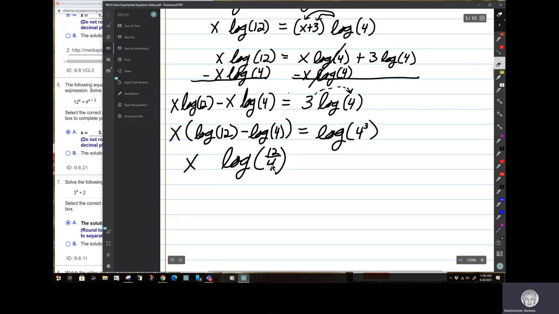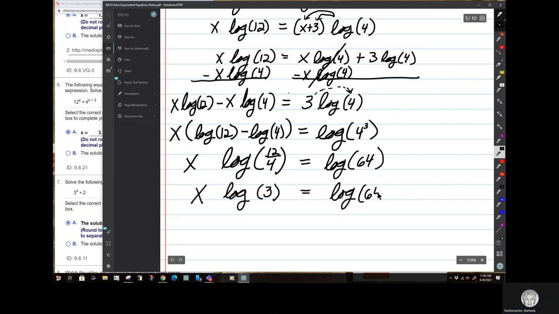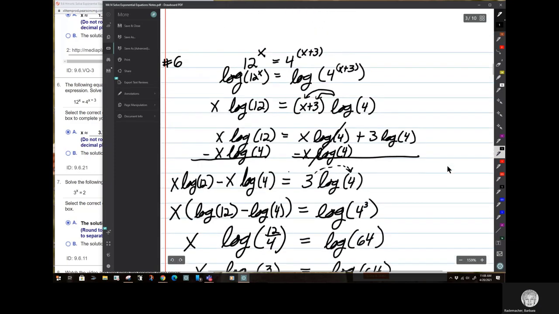X times log 12 over 4 equals log 64. I know I must be putting you to sleep, but remember you can always watch the video. And it's important that you see all the steps that go into doing this. Okay, so I'm going to have x log 3 equals log 64.